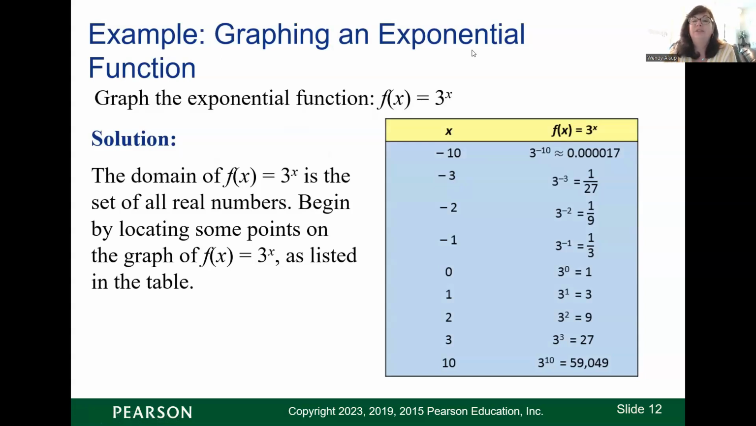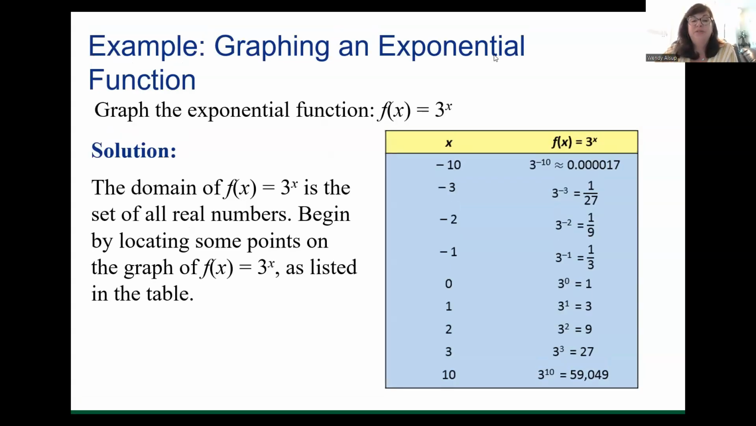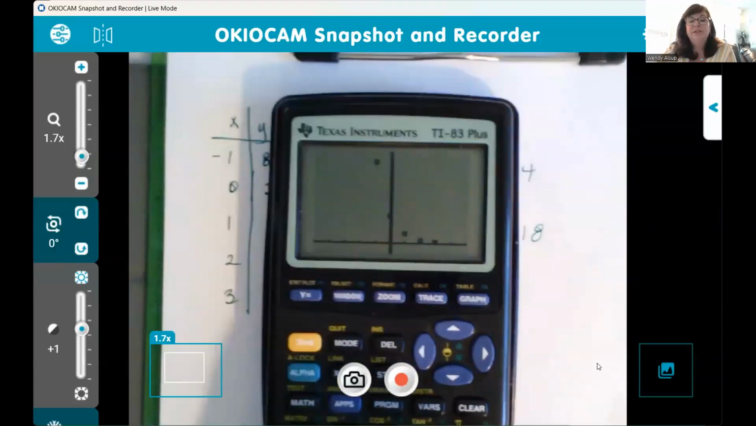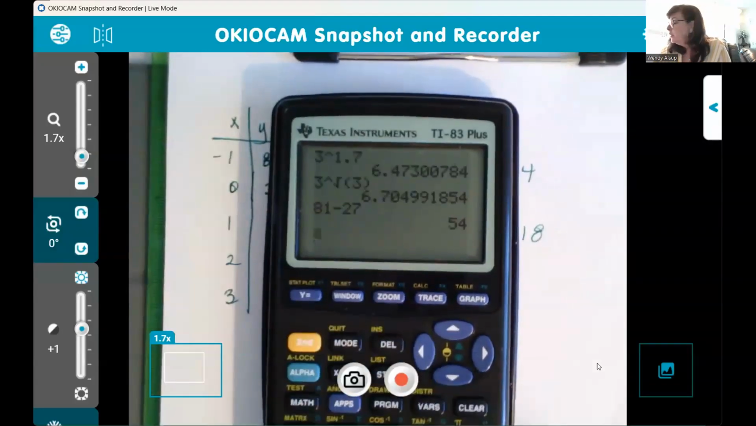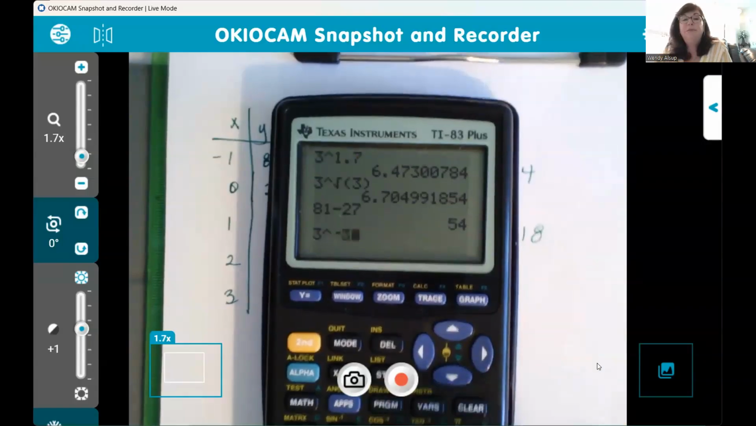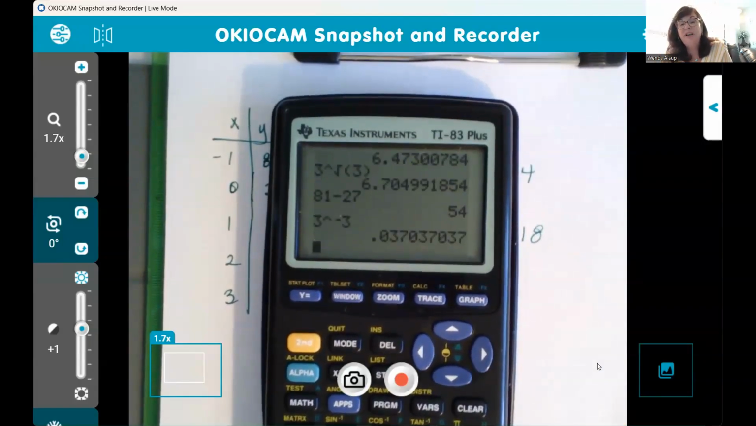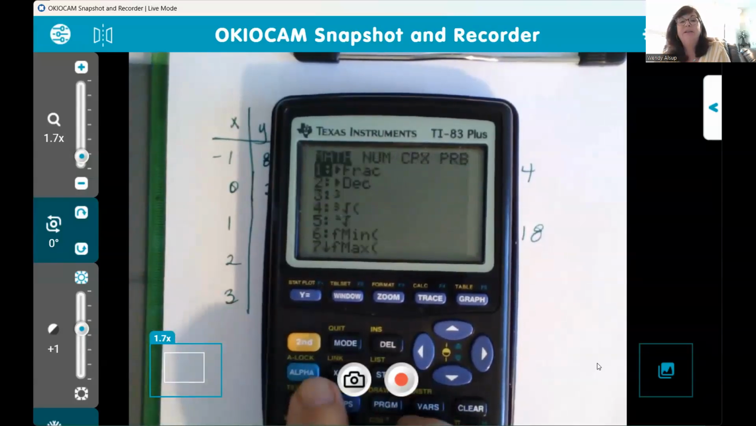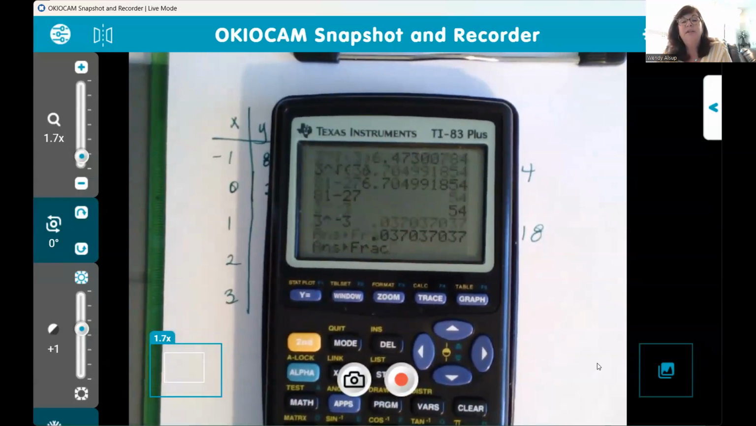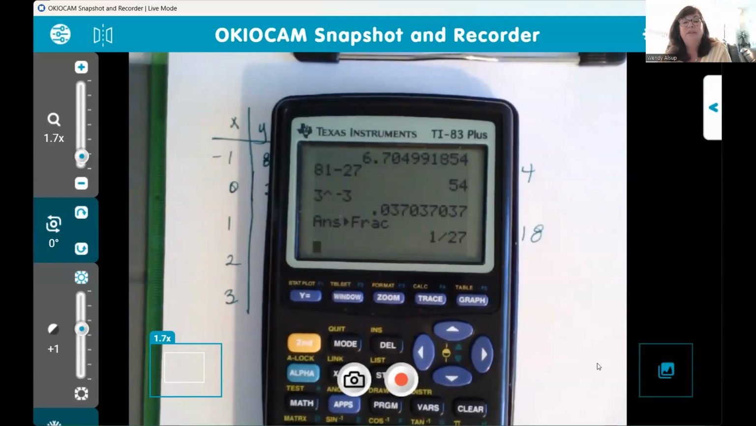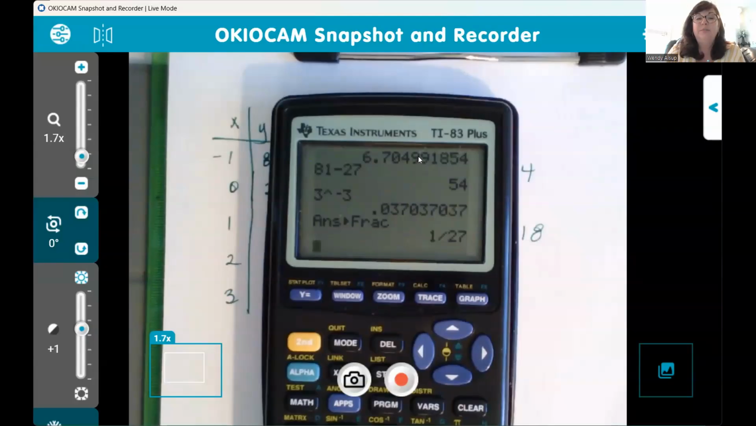Let me show you how to put that in on the calculator. 3 to the negative 3. Again, we're going to use this little caret button right here. So let's quit out of our graph. 3 to the negative 3. Okay, and I get a decimal. If you want it as a fraction, hit the math button and choose number 1, fraction. It's 1/27. All right, which is still pretty small.